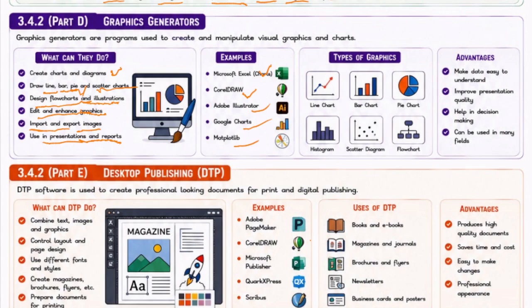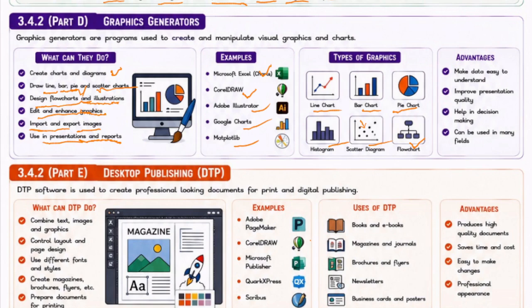Types of graphics: you have line chart, bar chart, pie chart, histogram, scatter plot, scatter diagram. I think you should have come across this scatter diagram in chapter one of your quantitative analysis. Then you have your flow chart. All of these are examples of charts, the types of graphics being generated in a graphics generator.